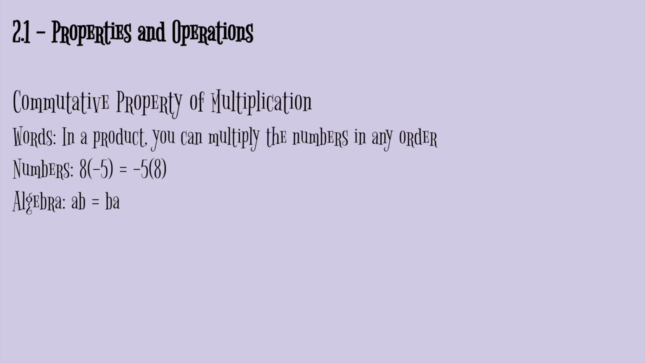Second, defining the commutative property of multiplication. It states that in a product you can multiply the numbers in any order. In numbers, it is 8 times negative 5, which is equal to negative 5 times 8. Algebraically, it states AB is equal to BA.